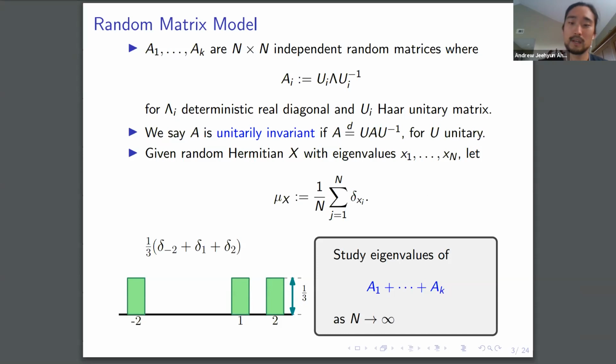Okay, and what we'll do is study the eigenvalues of the sum of the A sub i's as n tends to infinity, where we'll have some assumptions on these A sub i's. So before I continue, I'll just pause and see if anyone has any questions about the model.